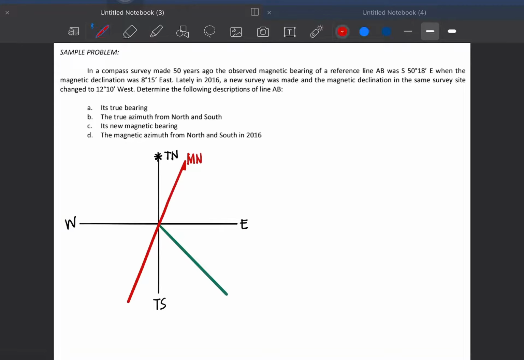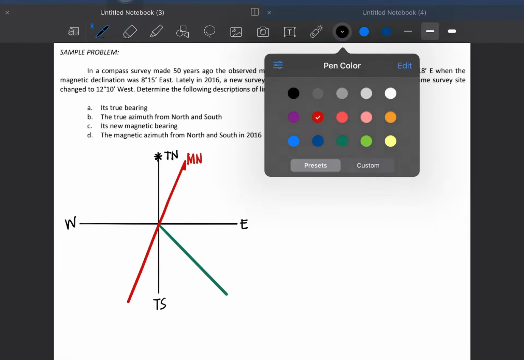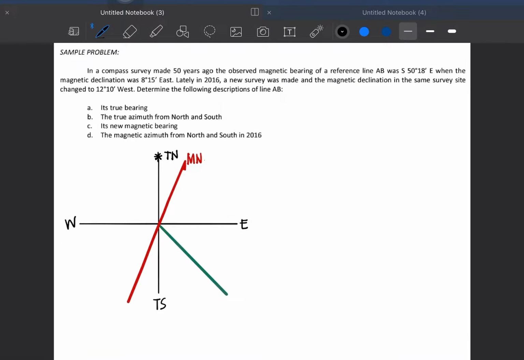Okay. 50 years ago. So magnetic north 50 years ago. So let's have this one 50 years ago. Okay. And then you have the magnetic bearing. For the magnetic bearing, it's measured from the magnetic north to the reference line AB. This is your reference line AB.